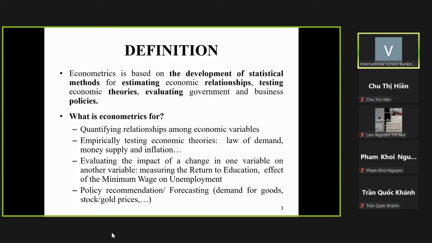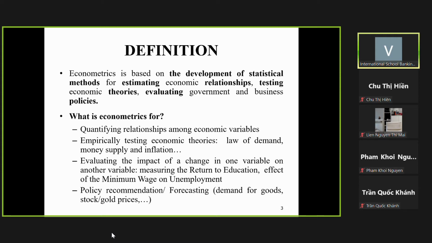So if you want to provide any policy for, let's say, a company, an organization, or countries, you need to provide evidence. That means you need to provide data. So the point is that we use econometrics models to quantify the relationship among economic variables, not only to quantify that kind of relationship, but based on the numbers we get, we can provide the policy recommendation.